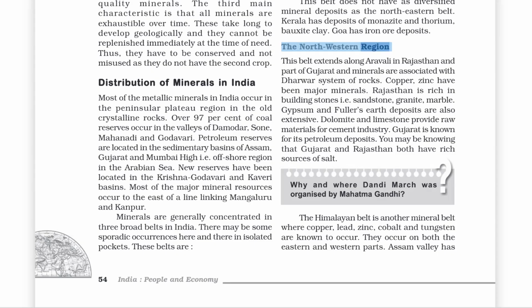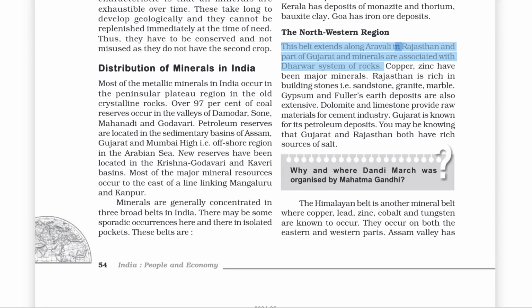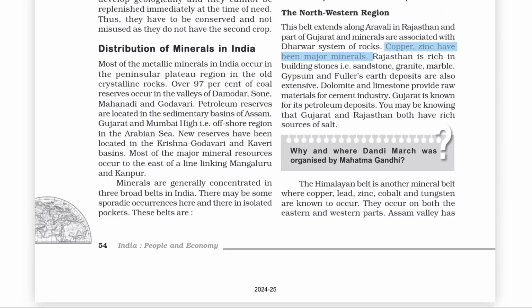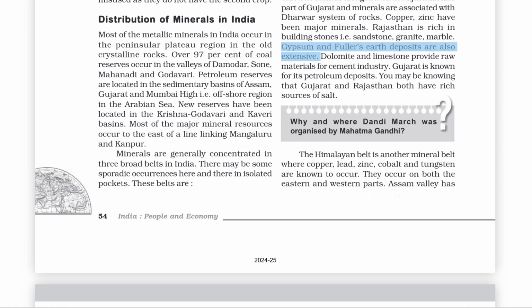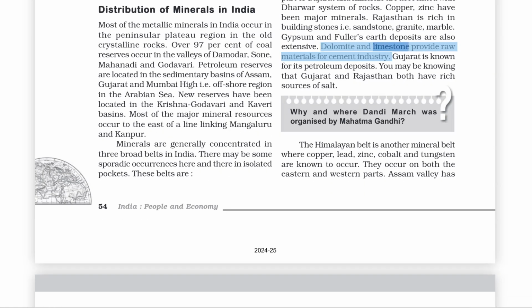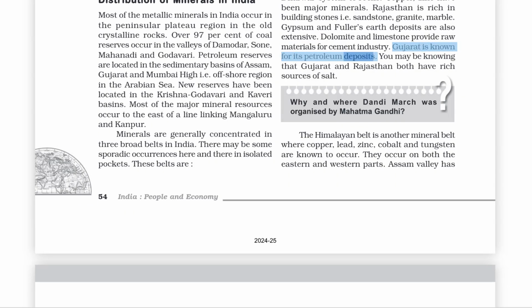The Northwestern region. This belt extends along Aravali in Rajasthan and part of Gujarat, and minerals are associated with Dharwar system of rocks. Copper and zinc have been major minerals. Rajasthan is rich in building stones, i.e. sandstone, granite, marble. Gypsum and fuller's earth deposits are also extensive. Dolomite and limestone provide raw materials for the cement industry. Gujarat is known for its petroleum deposits.